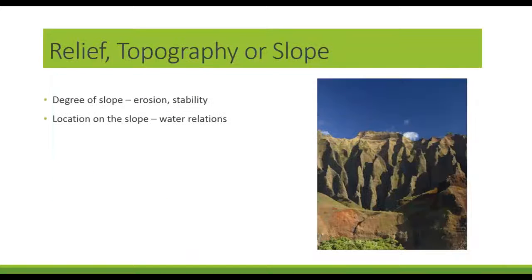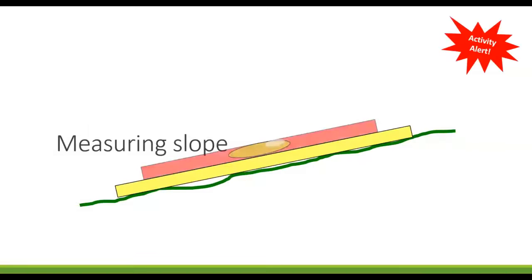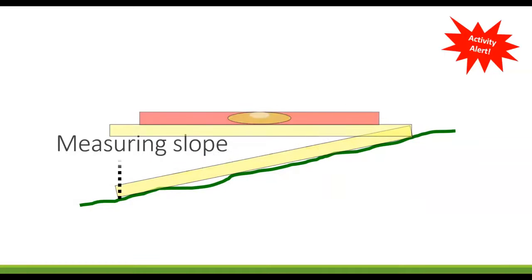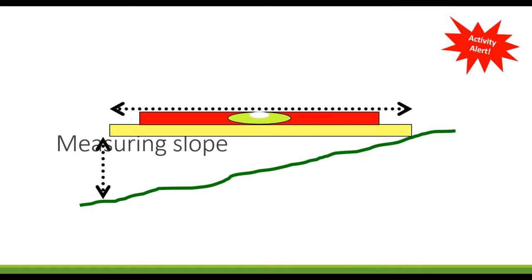Relief, where are you on the landscape? The topography, high, low, etc. So if we think of it, topography, relief could be the degree of slope, which relates to how stable that site is, and the location on the slope, how much water is present, where is the water table on that slope. Quickly, you can measure slope by taking a level and a ruler, lifting it up to where the ruler is level, measuring at the far end what the distance is, and doing a quick calculation.